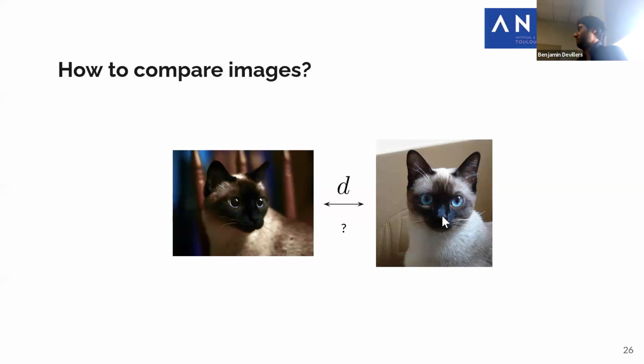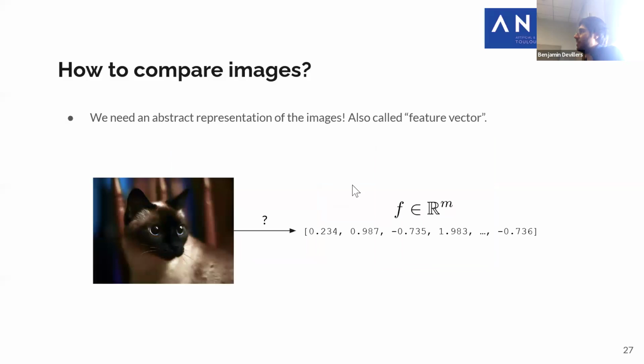Okay, so the way we're going to do this is by leveraging what I said before with the transfer learning. And before doing that, we're going to define what we call a feature vector. So what if instead of comparing images, we compare feature vectors? So a vector, not a vector that represents the flattened image.